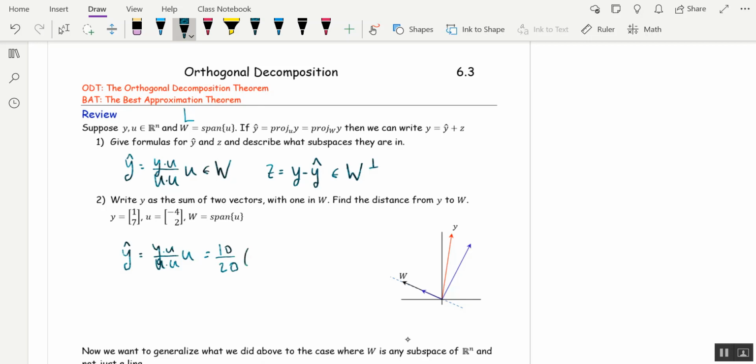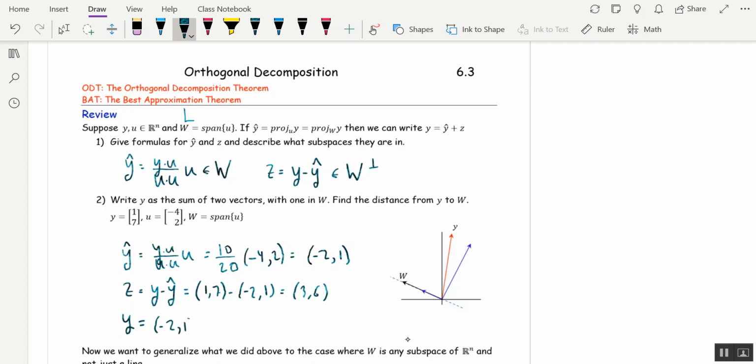And u is, I'm switching to linear format here, -4, comma 2. So that's 1/2 of -4, which is -2, and then +1. So there's y hat. Z is y minus y hat, which is 1/7 minus -2, 1, which is 3, 6. So y is y hat plus z, -2, 1 plus 3, 6. This is my y hat, and that's my z.